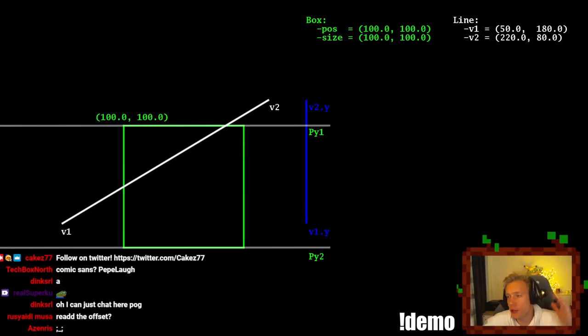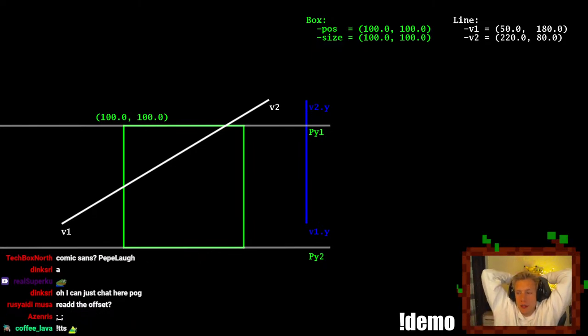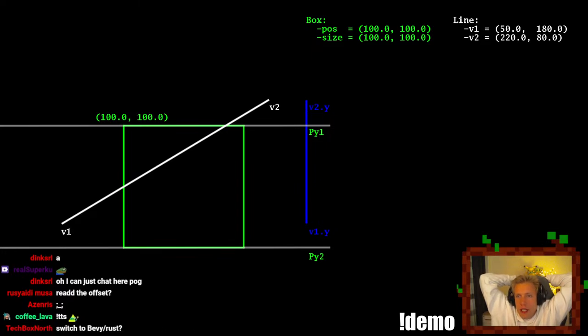It must be some sort of OpenGL option that is different between these two engines. I don't see why it doesn't work. Why it works here and it doesn't work there. Switch to Bevy Rust? No, that's not the solution. The solution is to find out what the problem is.